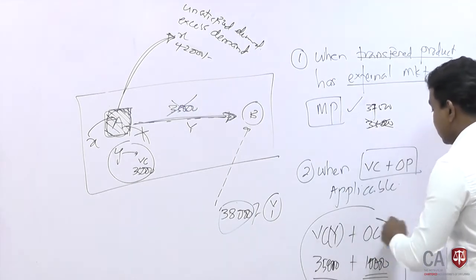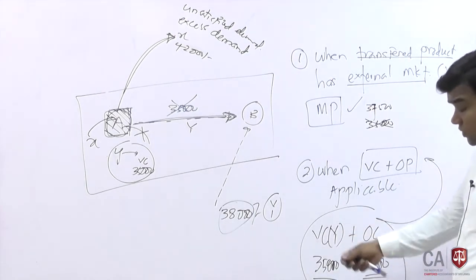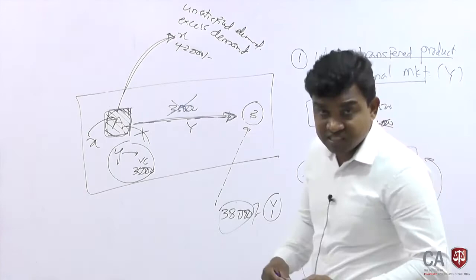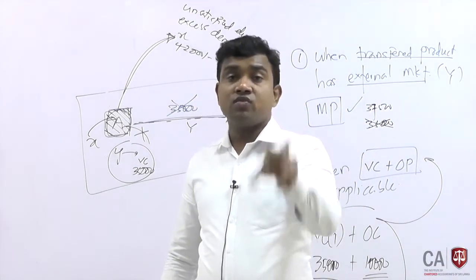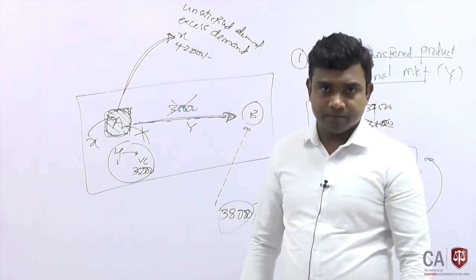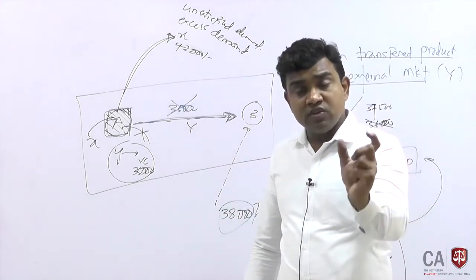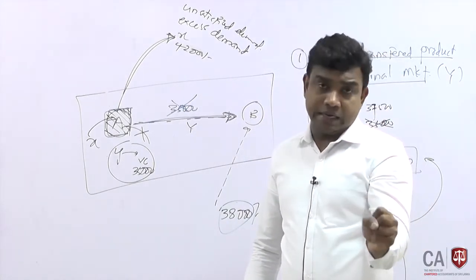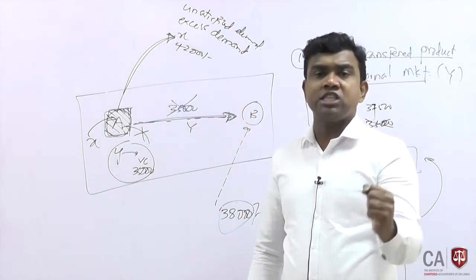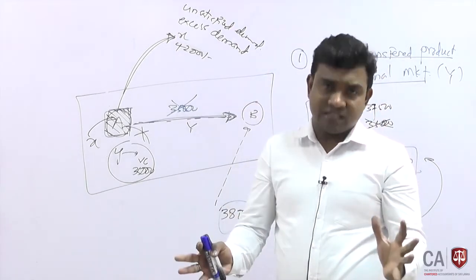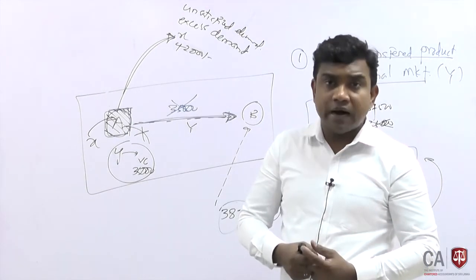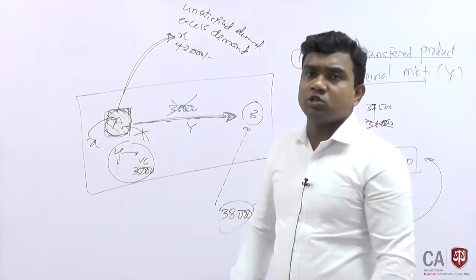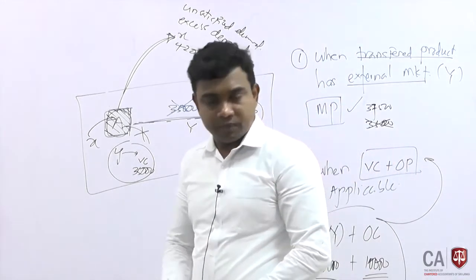Therefore, this is suitable when the product has excess demand in the market and the company is operating at full capacity before transfer. When the company or division or branch is operating at full capacity, and the product has excess external demand, variable cost plus opportunity cost is the best transfer price.